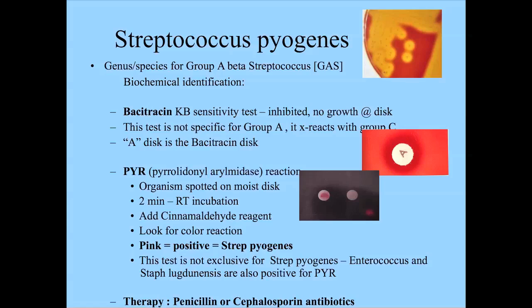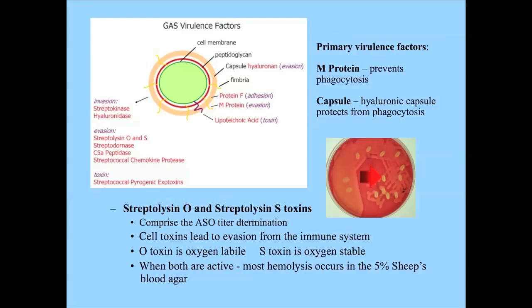One of the things that I found increasingly interesting about Strep pyogenes is its ability to maintain its susceptibility to penicillin. In all this age of antimicrobial resistance, Strep pyogenes is still sensitive to penicillin and cephalosporin antibiotics, and they are the therapy of choice. On the next slide, we talk about the virulence mechanisms of Strep pyogenes. The primary mechanism of virulence is the M protein, and it prevents phagocytosis.